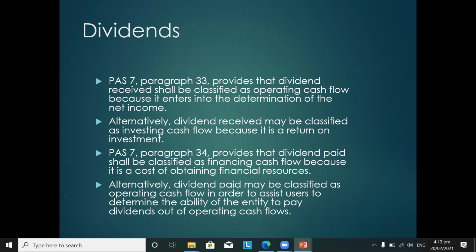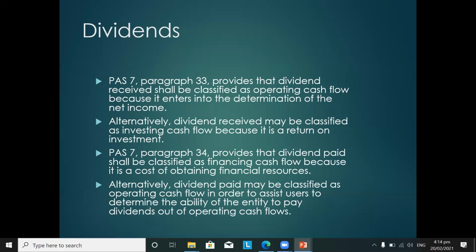Kapag ang kumpanya ay nag-invest, for example, sa stocks ng isang kumpanya, makakatanggap siya ng dividendo. So in that case, yung investment is part of investing activities. On the other hand, kapag dividend paid ang pinag-uusapan, its first classification is as financing cash flow. So bakit? Kasi usually, nagbabayad tayo ng dividends sa ating mga stockholders. At yung stockholders natin, under siya ng financing activity. Okay, it's the transaction between the company and the owners.